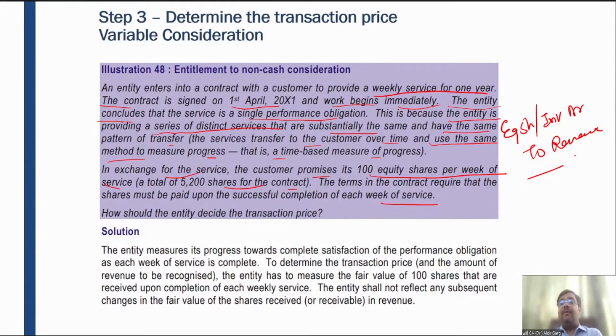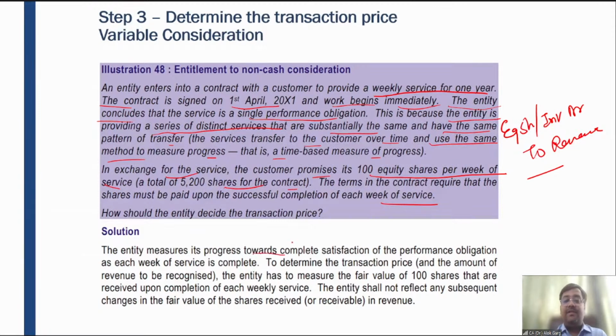Sir, tomorrow, if the value of the investment goes down or goes up, then what will happen? In that case, you have to treat this as per the provision of Ind AS 109, or the respective standard. I hope it is clear to all of you.